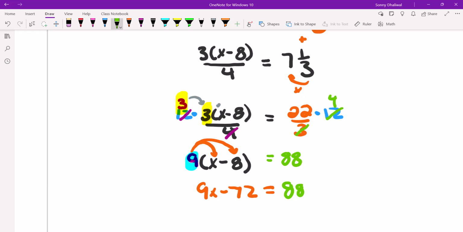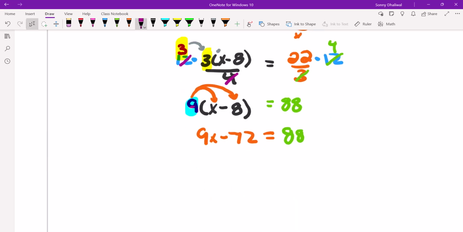Jaden? Yeah, so we're going to add 72 here, add 72 here, those go away, 9x, right? So we got, what is that, 160? I'm not sure. I think that's 160 if I do it in my head.